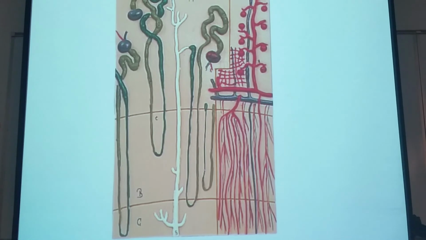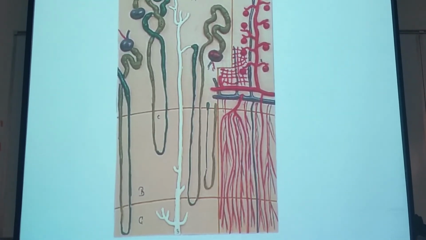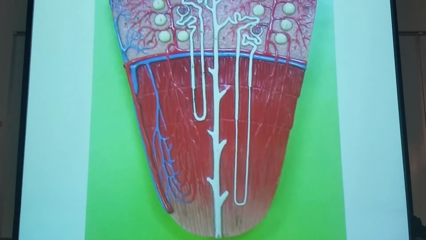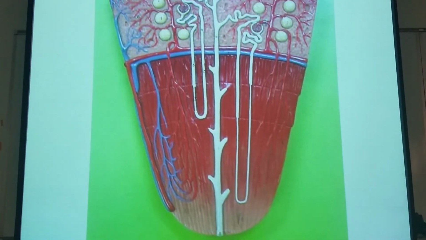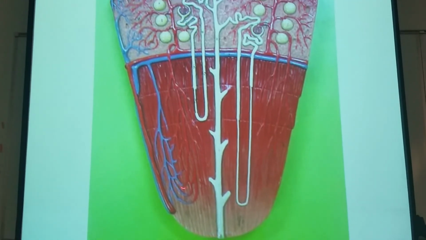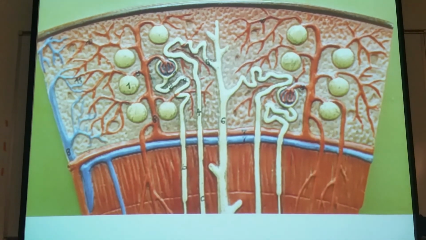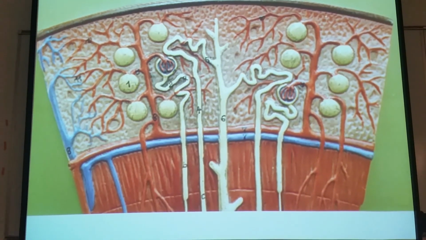Peritubular. What capillaries are down here? The straight ones. Vasorecta. So on this model of the kidney, they show the medullary pyramid down here. They show the cortex up here. Here's a clearer, closer up view of the cortex.